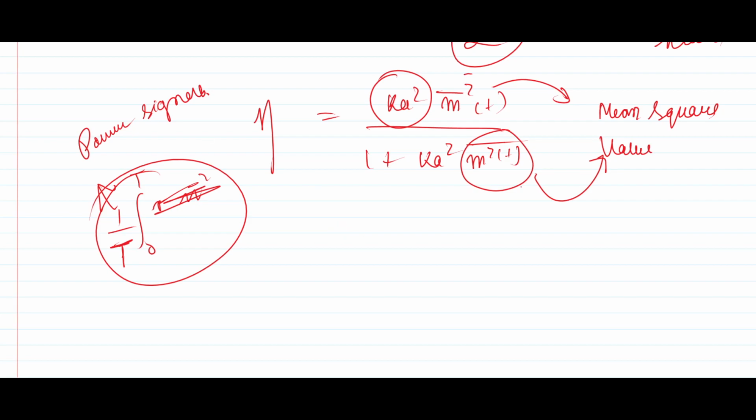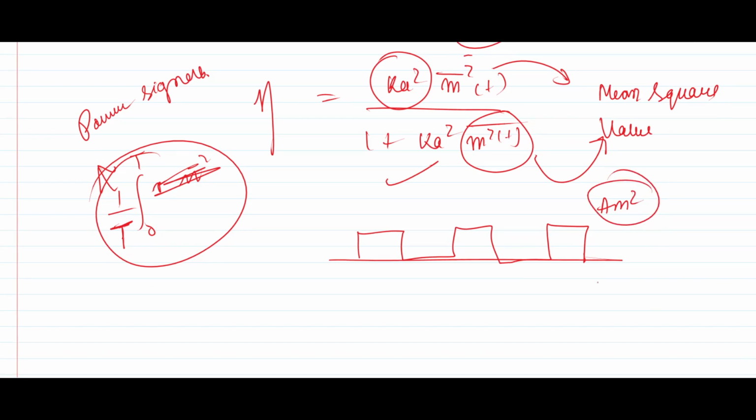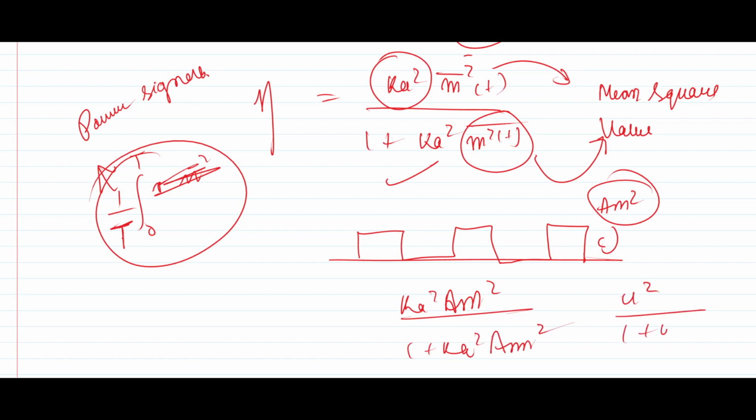So after getting this efficiency, you can solve it for anything. Like you must be aware that for a square signal, the mean square value is Am squared. You'll learn it slowly. When you keep on solving questions, you'll know that its mean square value is Am squared. So it would become Ka squared Am squared over 1 plus Ka squared Am squared. So the formula would become mu squared divided by 1 plus mu squared. And what you were expecting was 2 here, but here you get 1.